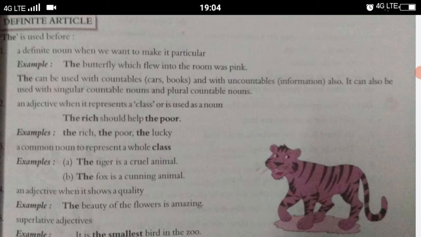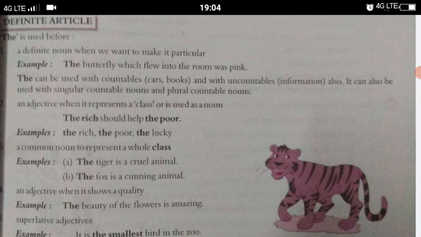The is used before a definite noun when we want to make it particular. The butterfly which flew into the room was pink. Now, the can be used with countables, with uncountables, with singular countables and plural countables. The can also be used with an adjective when it represents a class. For example, the rich should help the poor.